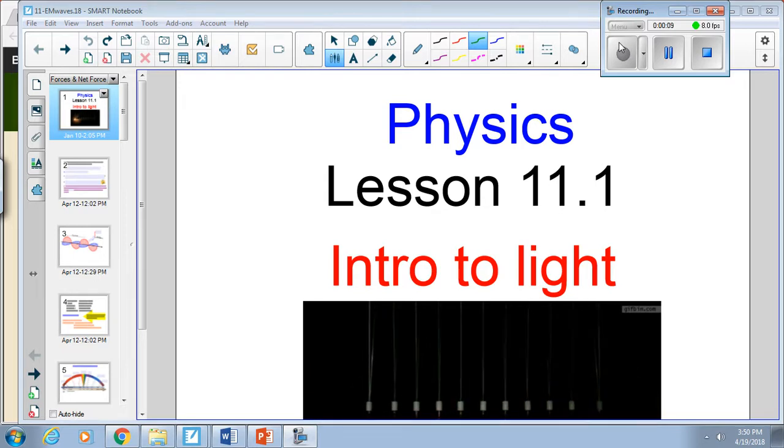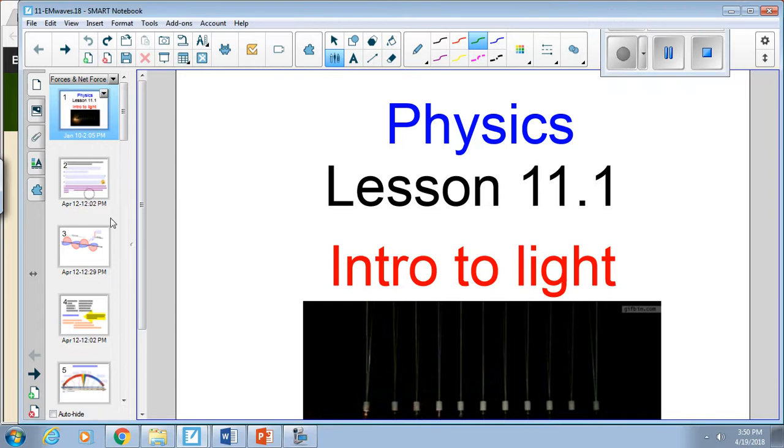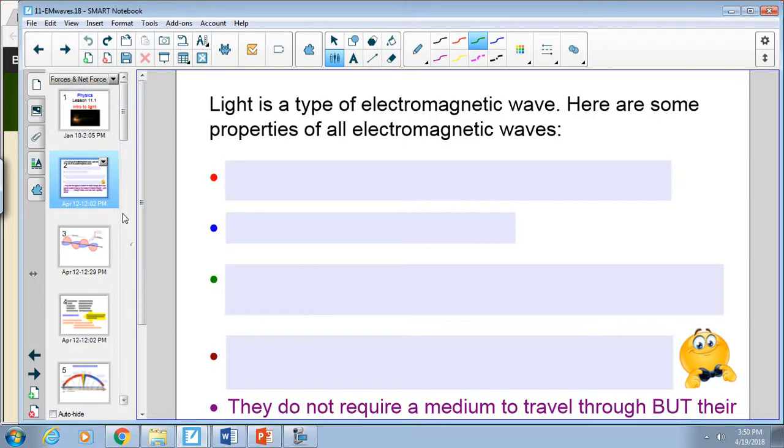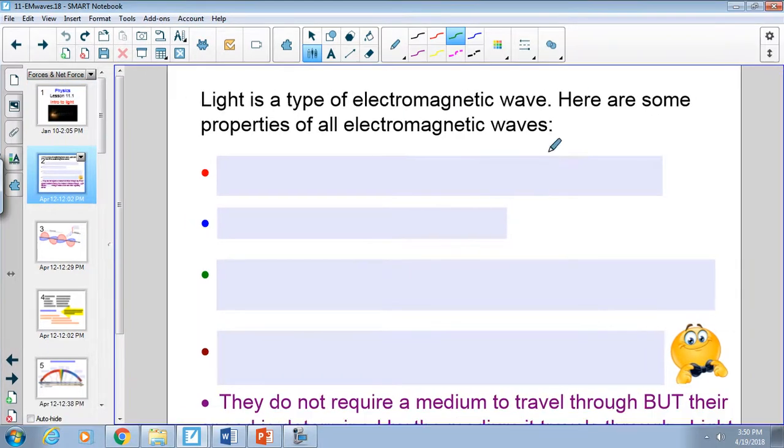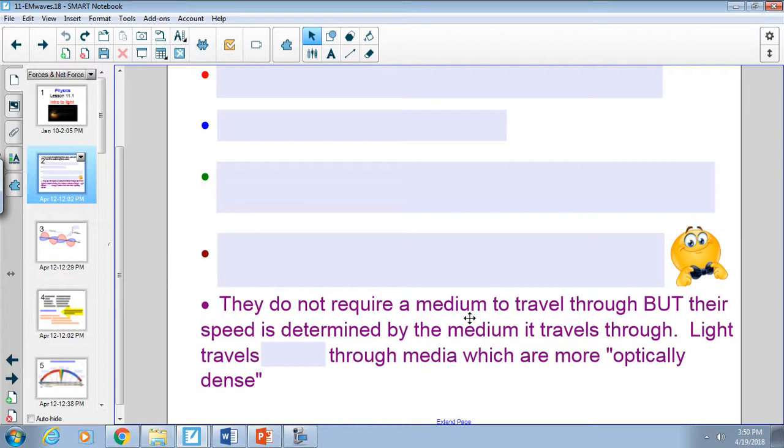Physics lesson 11.1, Intro to Light. Alright, so first, we need to know a couple things about light. Light is a type of electromagnetic wave, and because of this, it does not require a medium to travel through. Light travels slower, however, when it goes through a medium which is more optically dense. So pretty much anything that is not air or the vacuum of space.